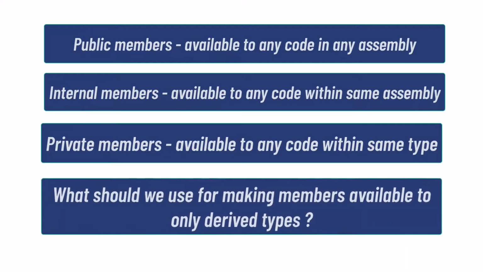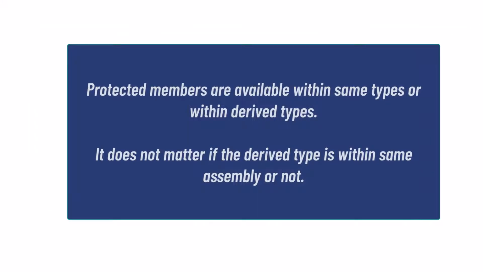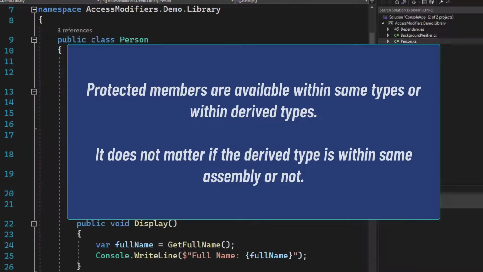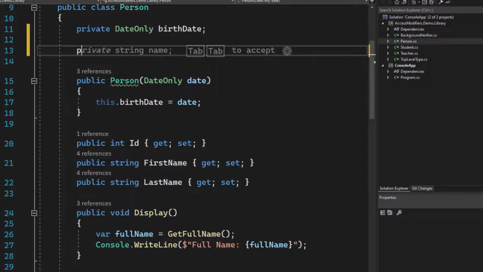So the question is, what if we want to add class members which need to be available only inside the derived types? For this requirement, we use the protected modifier. When a type member is declared to be protected, it would be available only in the derived types. It would not be available for any other piece of code. So let's go to our person class and add a protected field, let's say university. This field signifies the university in which the person has studied.